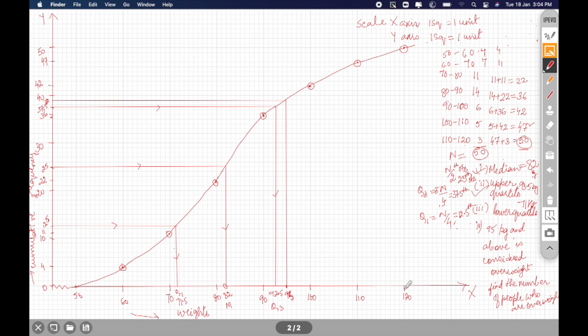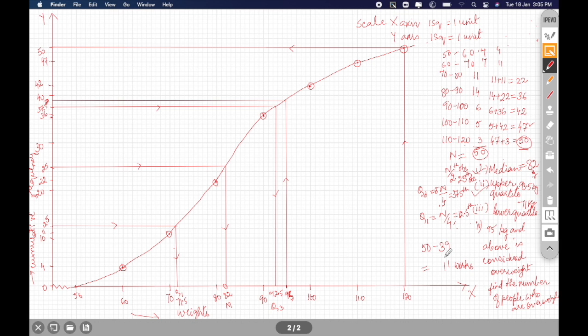Now for more than 95 kg, if you look at 120 kg here, again from here if you draw a line, we all know it will go to the last value of cumulative frequency, that is 50, right? So 39 workers have weight below 95 kg. So 50 workers minus 39 workers gives us 11 workers having weight above 95 kg. That means 11 workers are overweight.